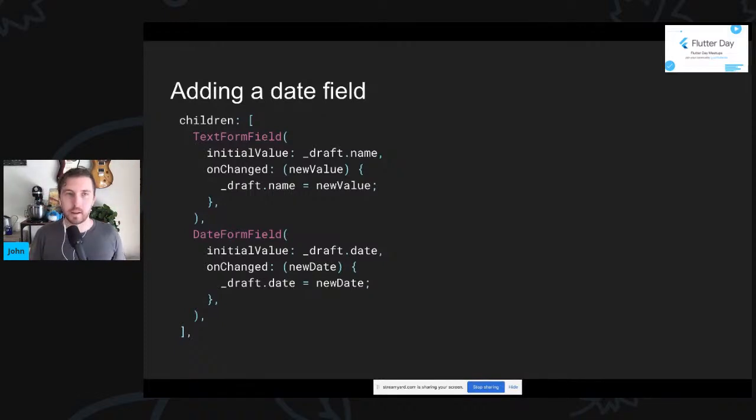Okay. All right, so now we want to add a date picker. And this is challenging because Flutter doesn't actually provide a date form field, surprisingly. So this is what we want. We want, next to our text form field, we want a date form field. So we want to do a very similar thing to what we're doing with the text form field.